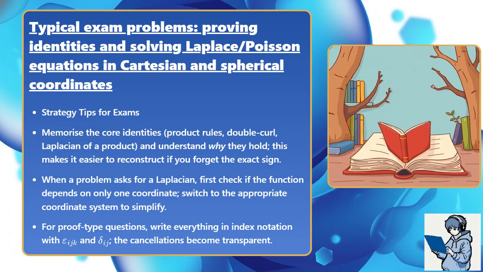For proof-type questions, write everything in index notation with epsilon ijk and delta ij. The cancellations become transparent. Always consider boundary conditions, for example behavior at infinity or regularity at the origin. They determine the constants after integration. Practice converting between Cartesian and curvilinear forms. Many trick questions hide a simple radial dependence.